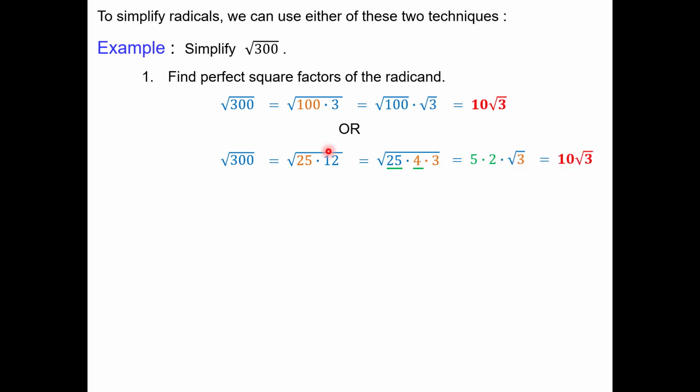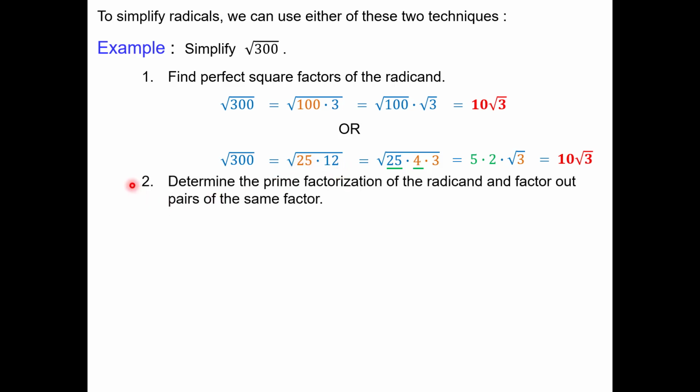So you could get this answer by breaking down 300 different ways. The easiest way, and just so you're aware in the future, is to look for the biggest perfect square that goes into your radicand. So notice it was less steps when we broke 300 down into 100 times 3 than it was for when we broke 300 down into 25 times 12.